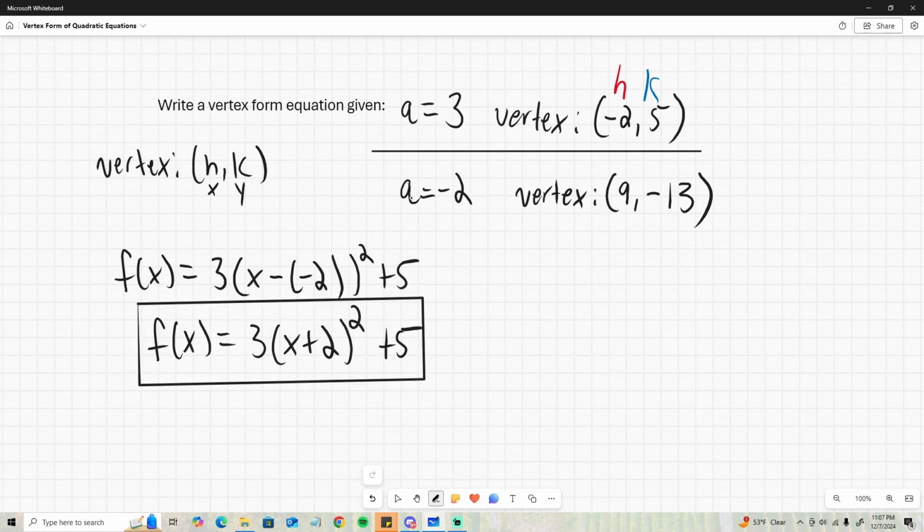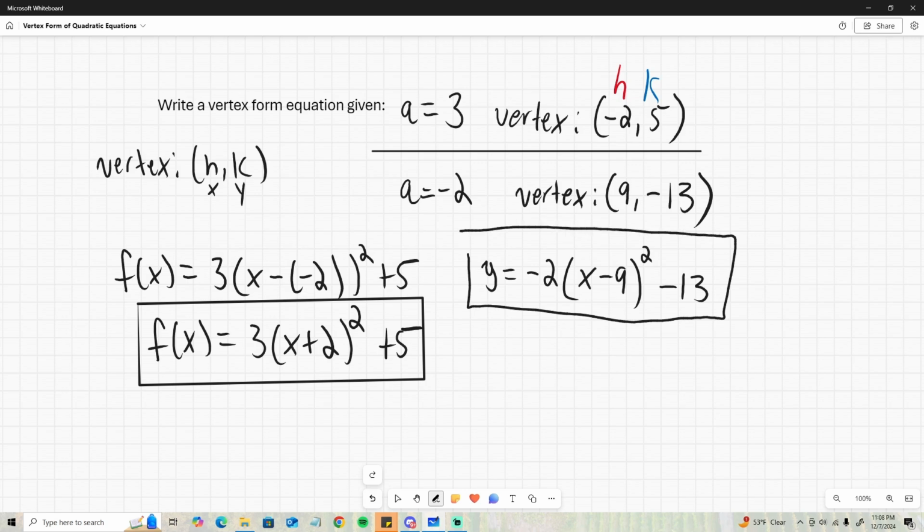Now, let's do the next one. Let's work with these numbers instead. I'm going to say y this time, not that it matters, is equal to negative 2 times (x minus 9) squared minus 13. Again, I'm just plugging in my h, and I'm just plugging in my k. Simple as that. No need to throw in any extra steps. This is just the a, this is just the h, and this is just the k. And that would be my vertex form equation.